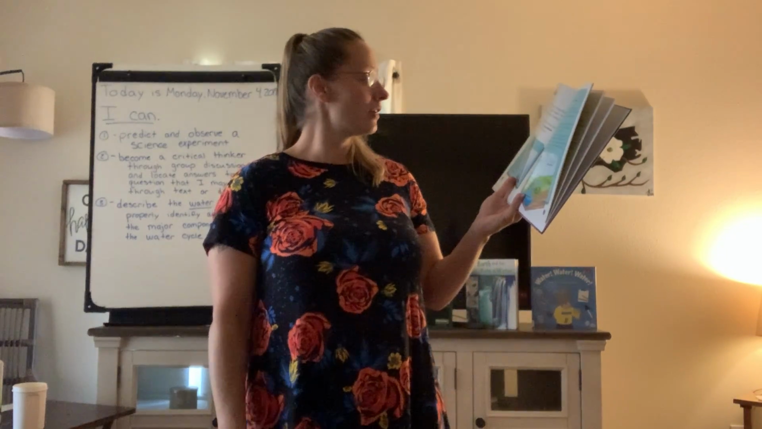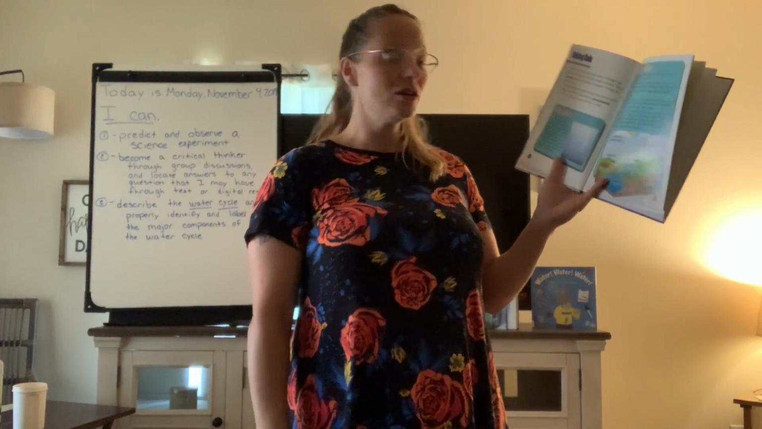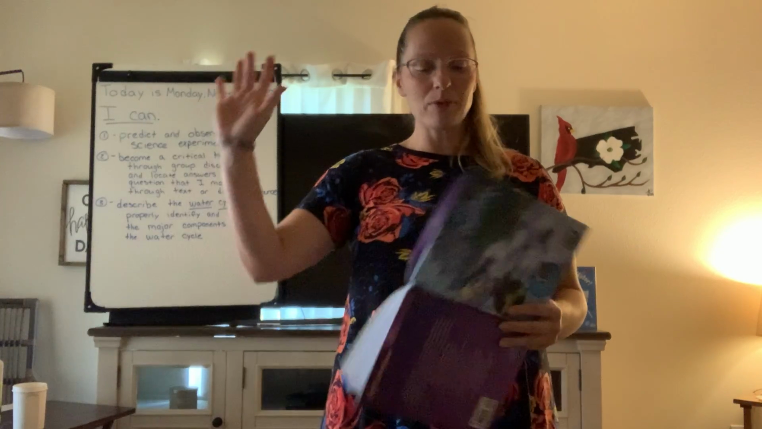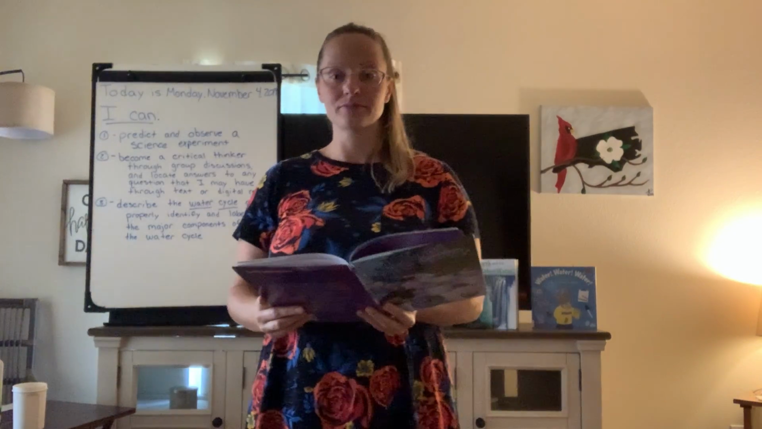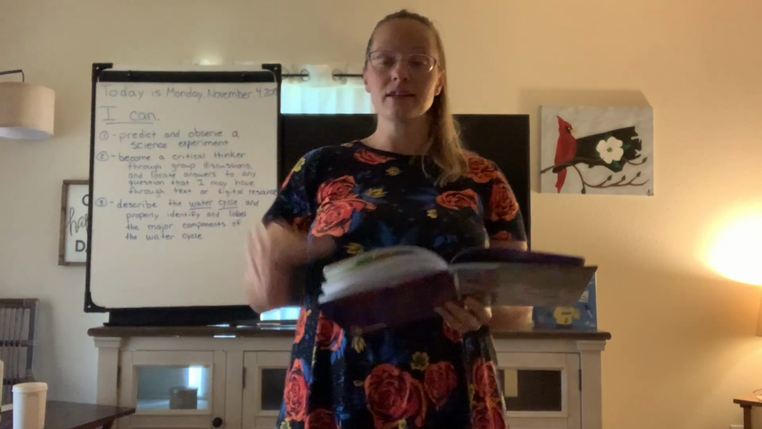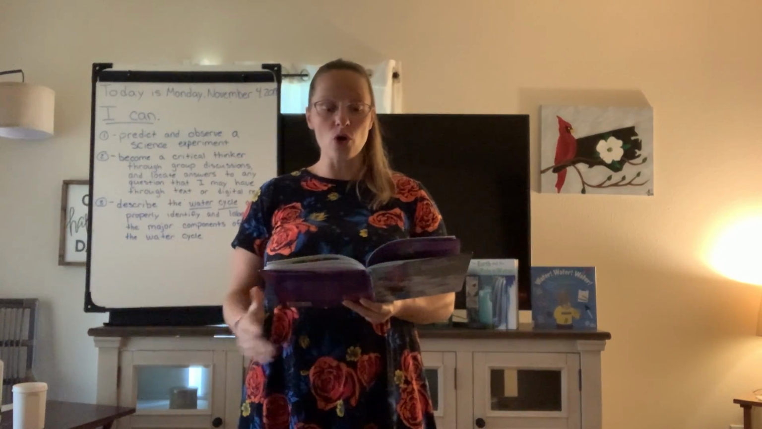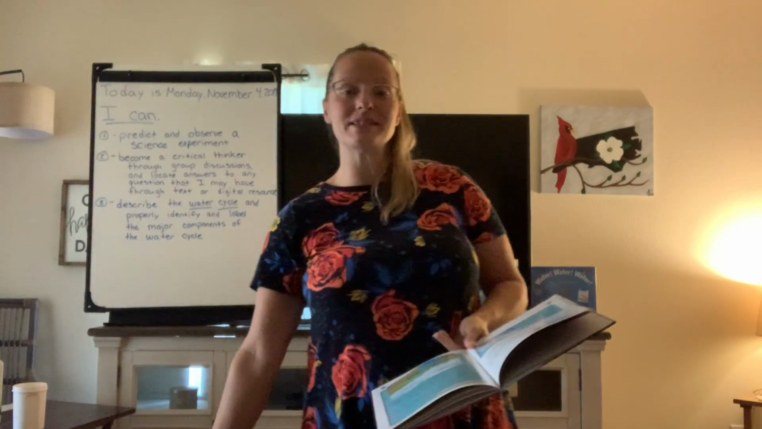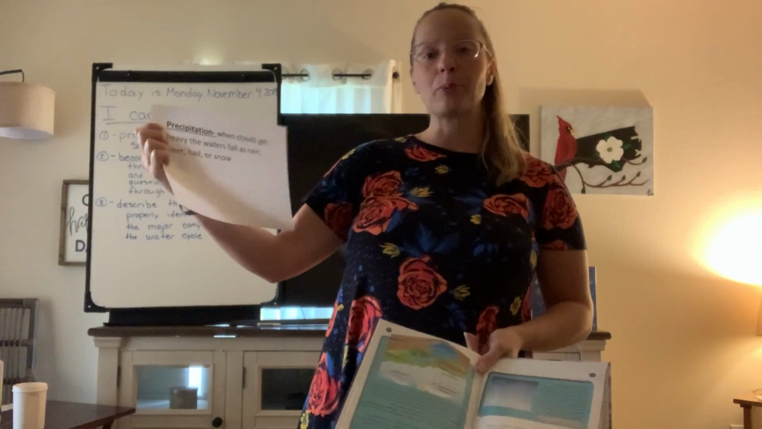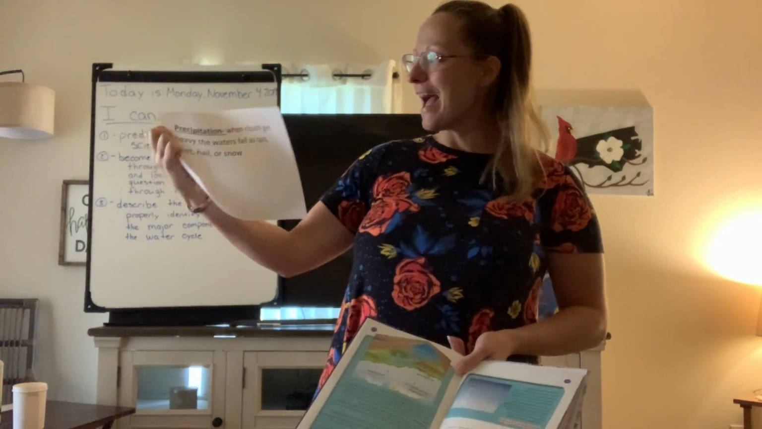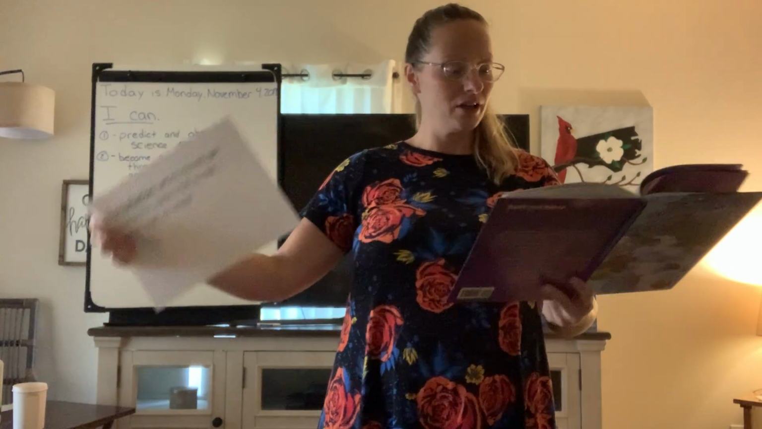That's very interesting. When the clouds get so large and heavy that the air can't support them anymore, who can tell me what happens? What happens when the clouds get so heavy and the air cannot support them anymore? That's right, it rains. Can anybody else list something else that might happen? Right, it might snow. Good job. And that's called precipitation. Another one of our vocabulary words, precipitation. Say it all together, precipitation. When clouds get heavy, the water falls as rain, sleet, hail, or snow. Good job.